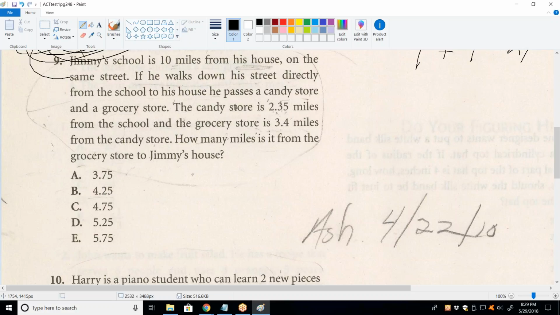Are you drawing a picture? Yeah. I think I almost got it though. That's the way to do it. Is it B? Yes. All right.